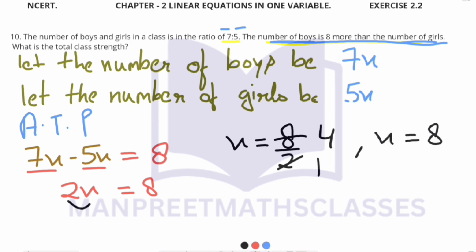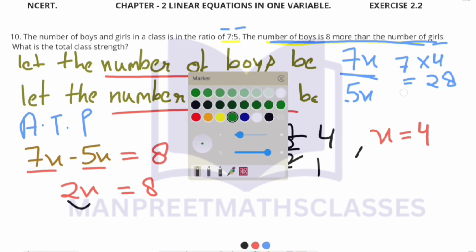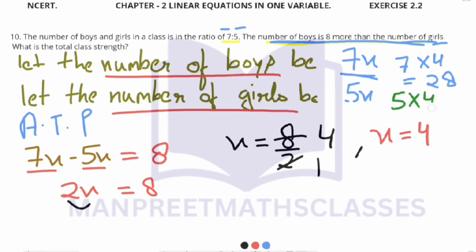Now we'll calculate the number of boys and girls. So the number of boys is 7x, and the number of girls is 5x. Now we'll calculate the number of boys and number of girls. Number of boys is 7x, so 7 into 4, that is 28. And the number of girls is 5x, so 5 into 4 means 20.